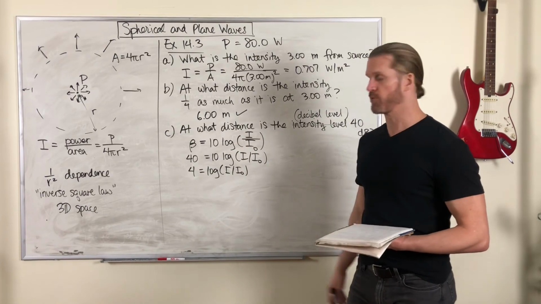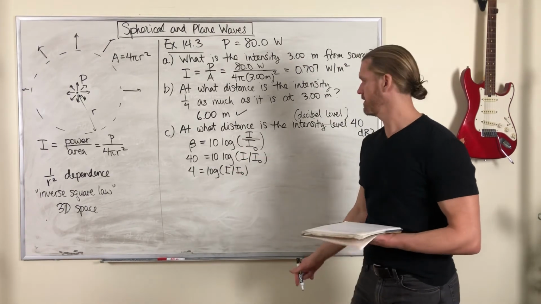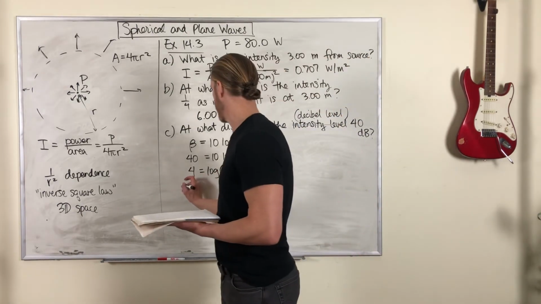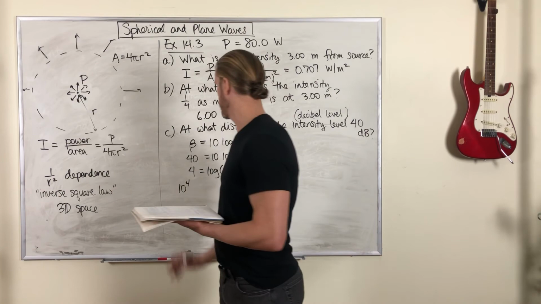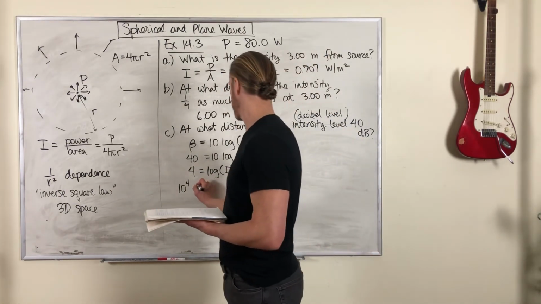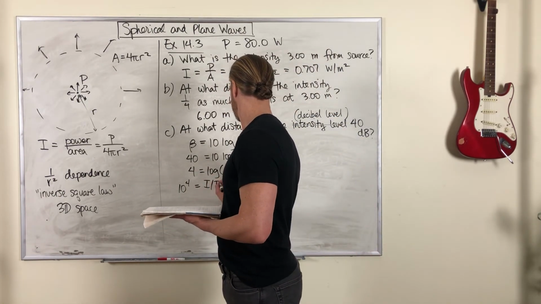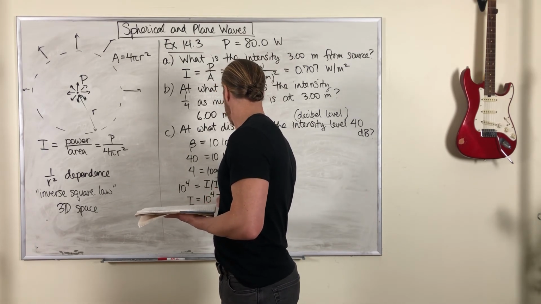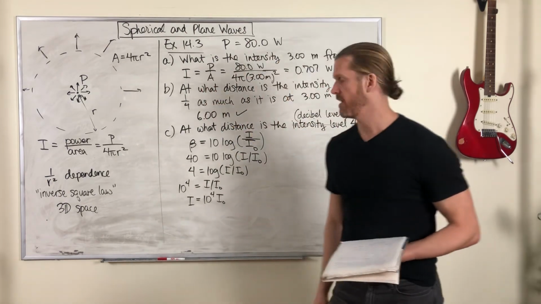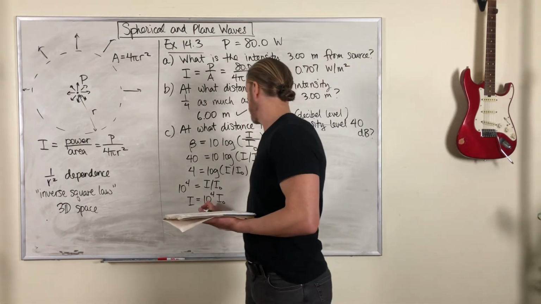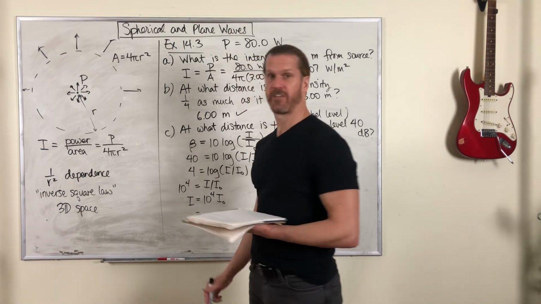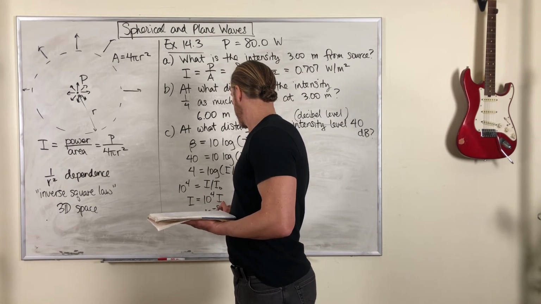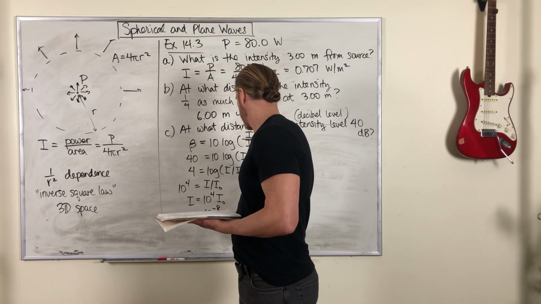All right, let's keep going with this algebra. I divided both sides by 10. Now I need to undo the log. So I go 10 to the 4. I raise both sides to the 10 power. So I equals 10 to the 4 I naught. I naught is 10 to the minus 12, so that is 10 to the minus 8 watts per square meter.